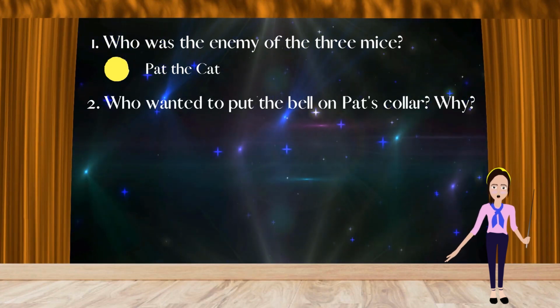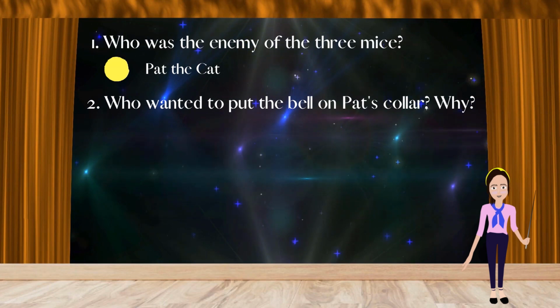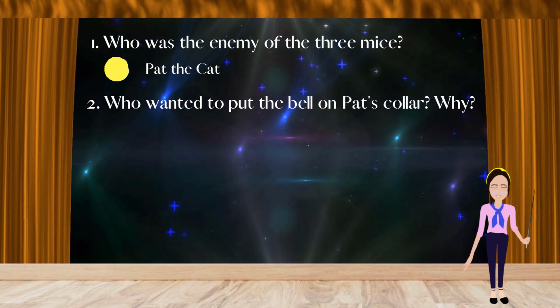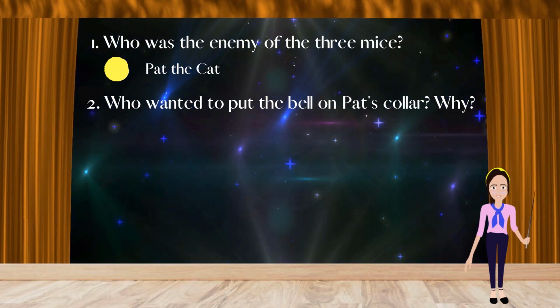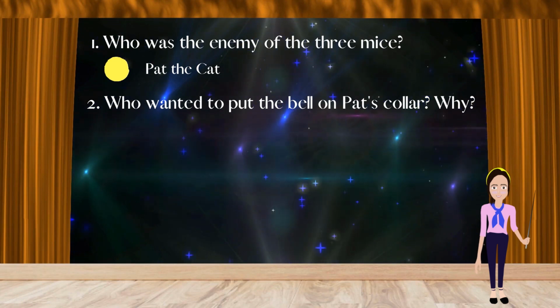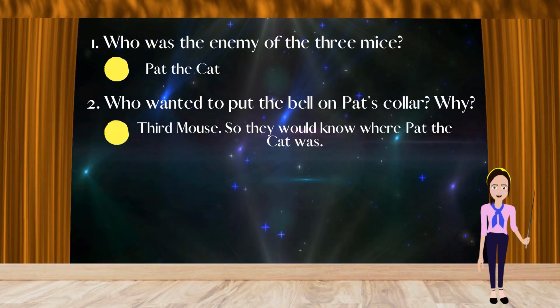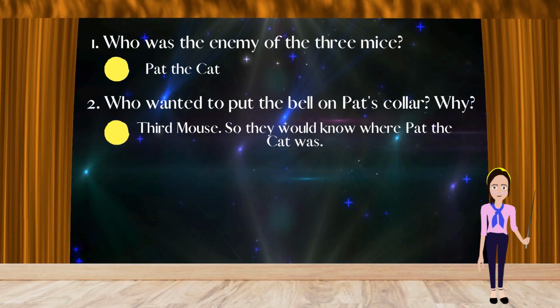Number 2. Who wanted to put the bells on Pat's collar and why? Good job, kids! The correct answer is third mouse, so they would know where Pat the cat was.